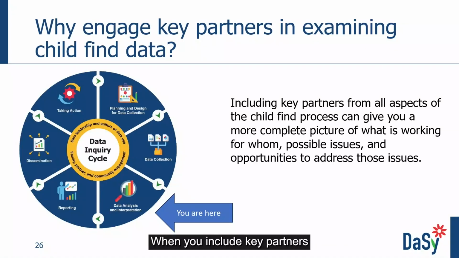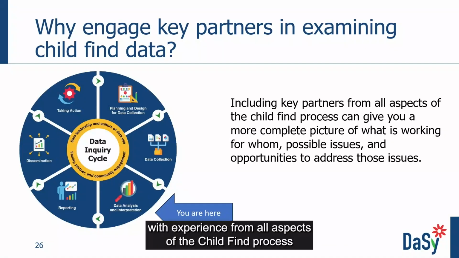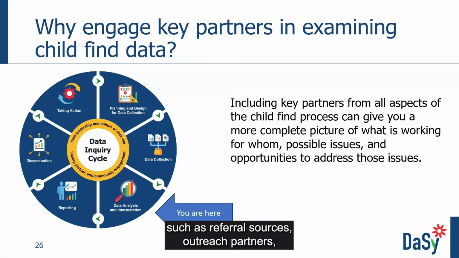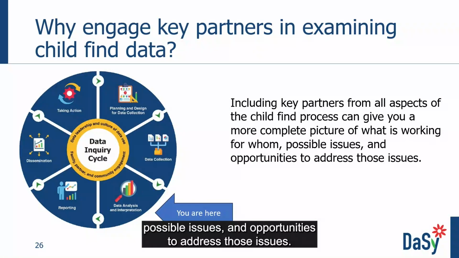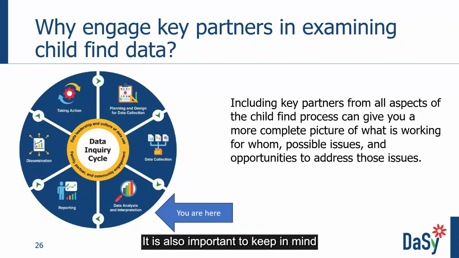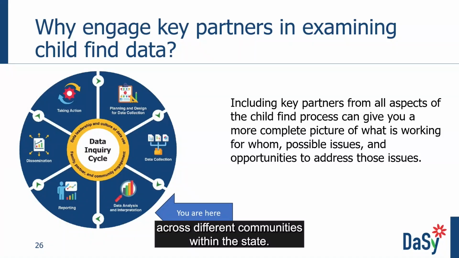When you include key partners with experience from all aspects of the child find process, such as referral sources, outreach partners, those attempting to access services, we can gain a more complete picture of what is working for whom, possible issues, and opportunities to address those issues. It is also important to keep in mind that each of these things may vary across different communities within the state.